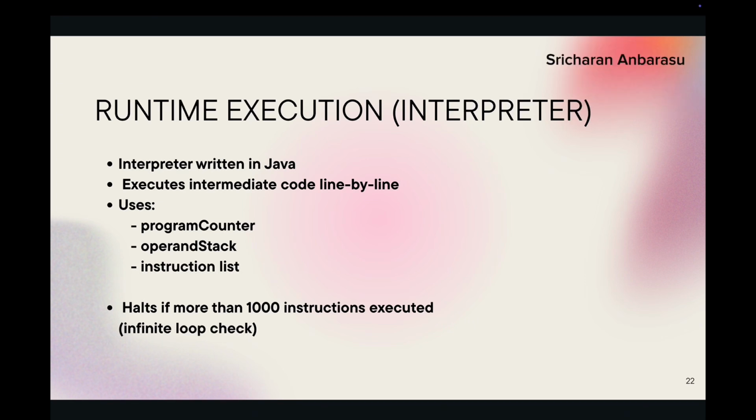Our runtime interpreter is written entirely in Java, creating a lightweight execution environment for Dexterity programs. After the lexical analysis and parsing phases generate our intermediate code, the interpreter takes over to execute this code line by line. The interpreter operates on three key components: a program counter to track execution position, an operand stack for managing data values, and an instruction list containing the commands to execute. This stack-based execution model is both elegant and efficient, allowing us to process our operations in a predictable sequence.